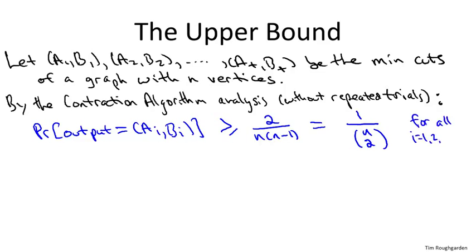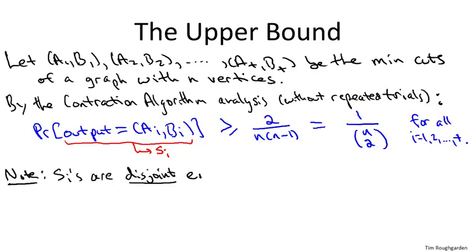Let's introduce a name for this event, the event that the contraction algorithm outputs the ith min cut. Let's call this Si. The key observation is that the Si's are disjoint events. Remember, an event is just a subset of stuff that could happen. So one thing that could happen is that the algorithm outputs the ith min cut. And by disjoint, we just mean that there's no outcome that's in a given pair of events. And that's because the contraction algorithm at the end of the day, once it makes its coin flips, outputs a single cut. These are distinct cuts. It can only output at best one of them.